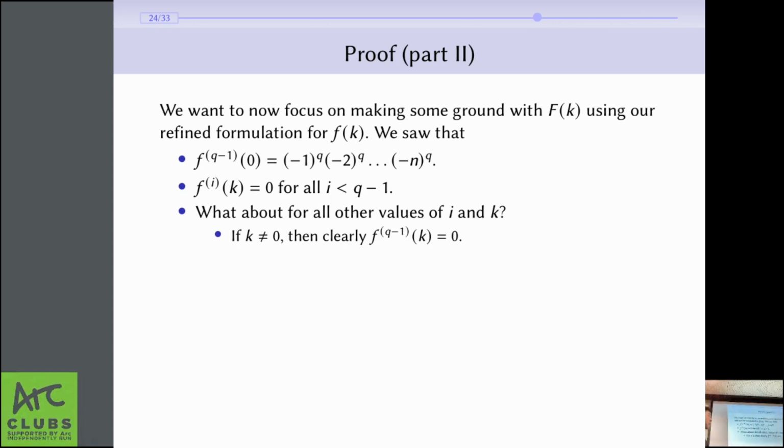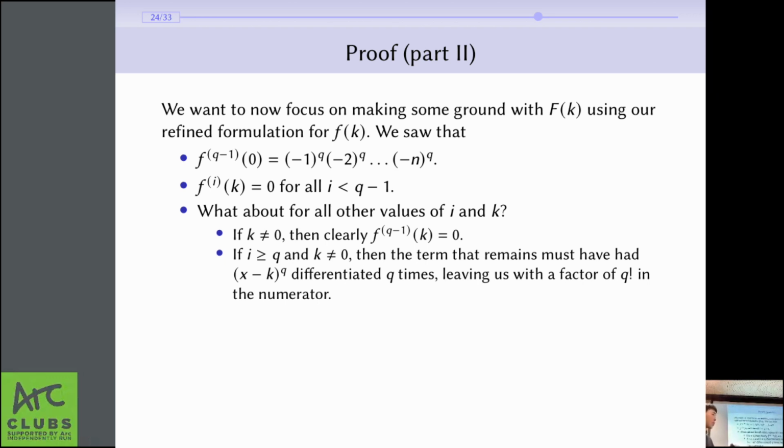If k is not 0, then we know that the q minus 1 derivative of f evaluated at k is equal to 0, because all of these other parts have a factor of x minus 1, x minus 2, up until x minus n, because all of the other terms have a power of q, not a power of q minus 1. So all of these other terms here will have a factor of x minus k, and so evaluating it at k gives us 0.